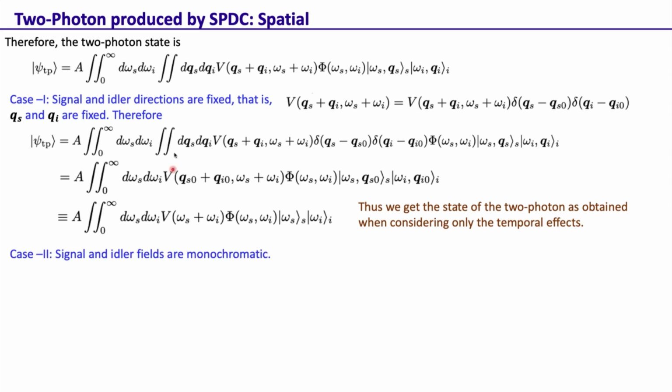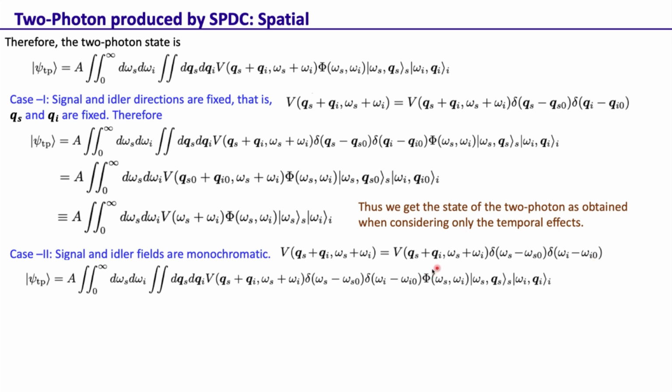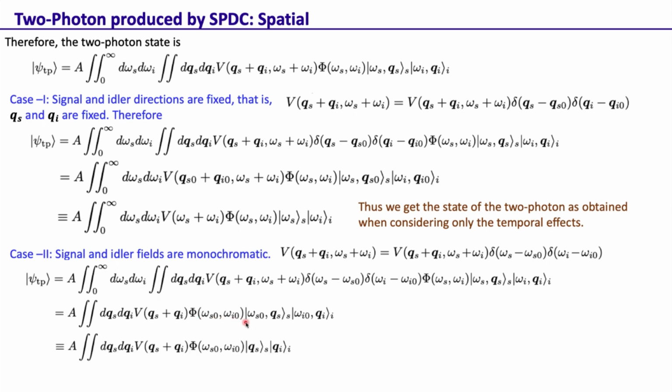Now we can also take the second case, where the signal and idler fields are monochromatic. In that case, this v of qs, qi quantity can be written like this, where omega s, the signal frequency, takes a single value omega s naught, that's monochromatic, and omega i is omega i naught. When we substitute it in here and integrate over this delta integral, we obtain this expression for the two-photon state. Here this is the phase matching function. Again, we can choose not to write the frequency arguments here, and in that case the two-photon state can simply be written like this. So that's the two-photon state when we have a monochromatic signal and idler field, but qs and qi can take any value.